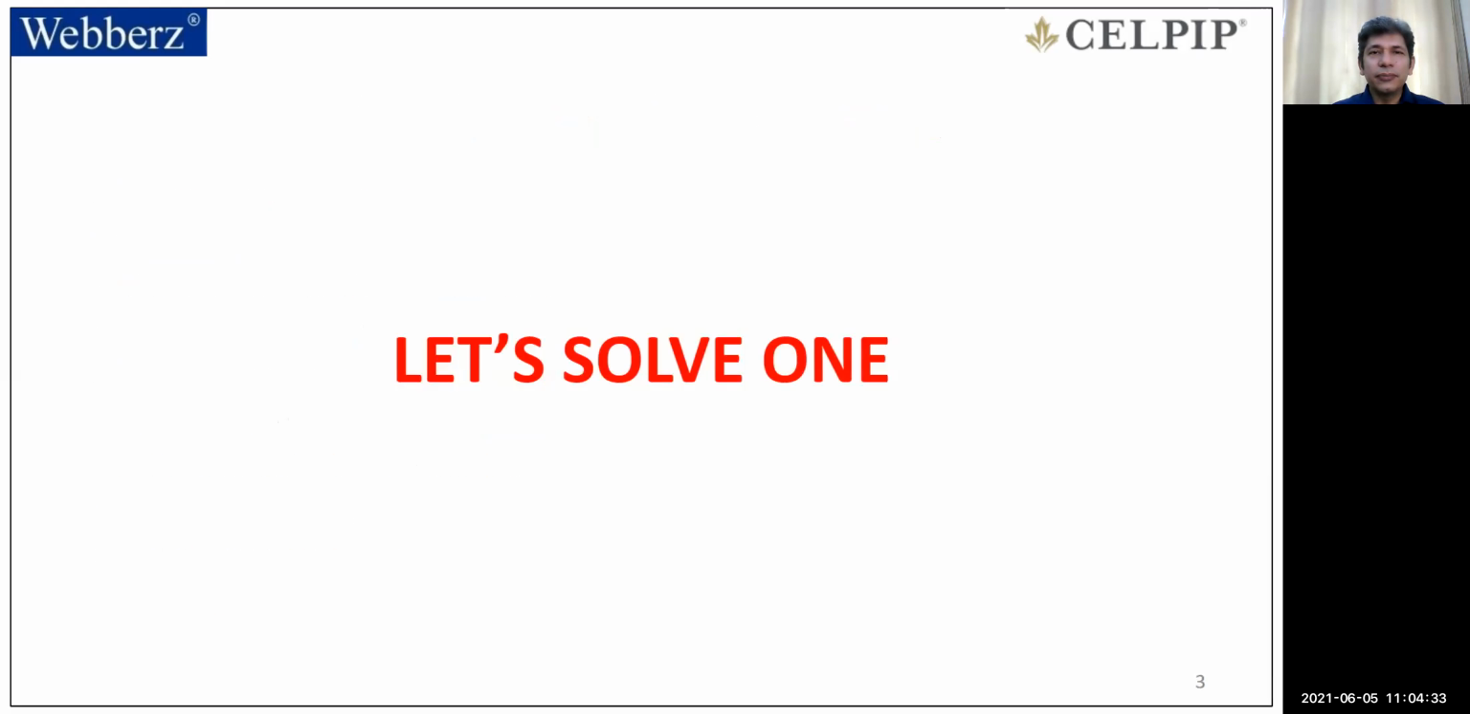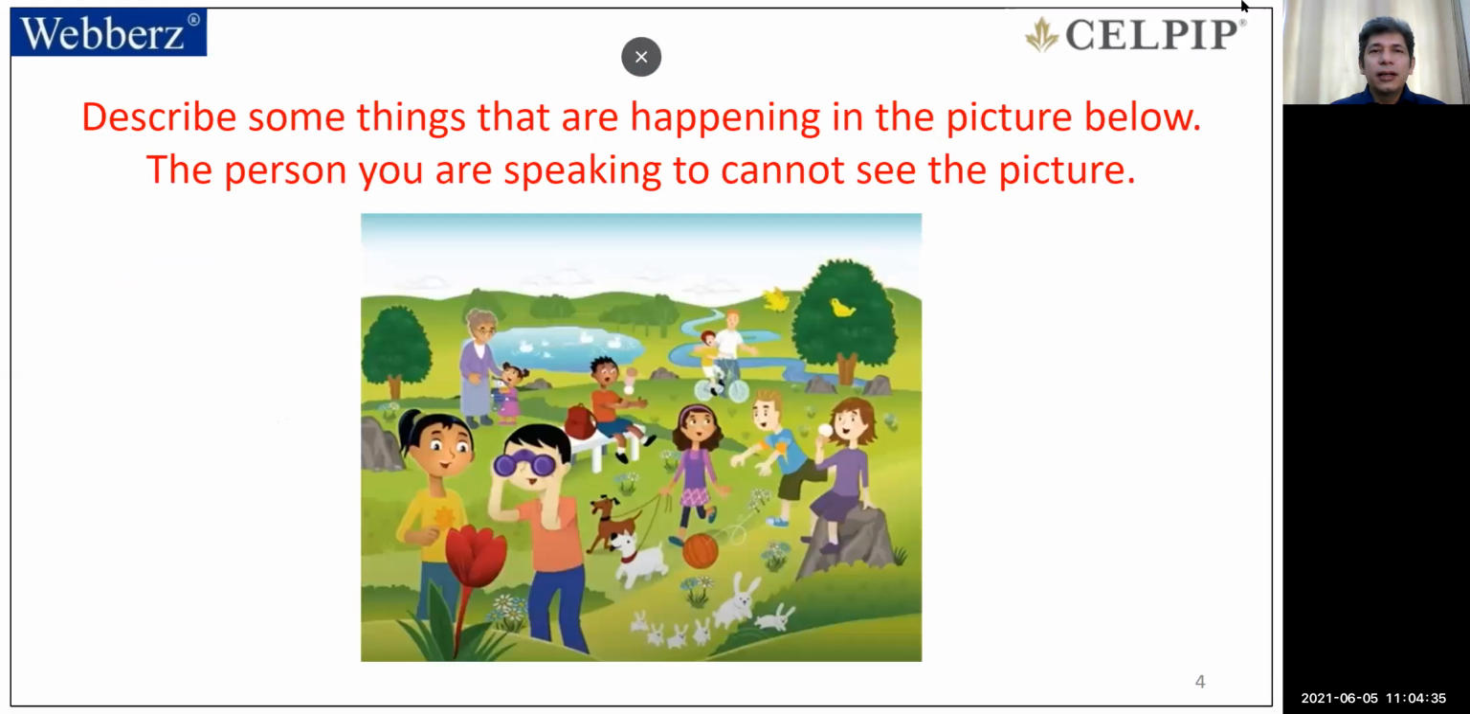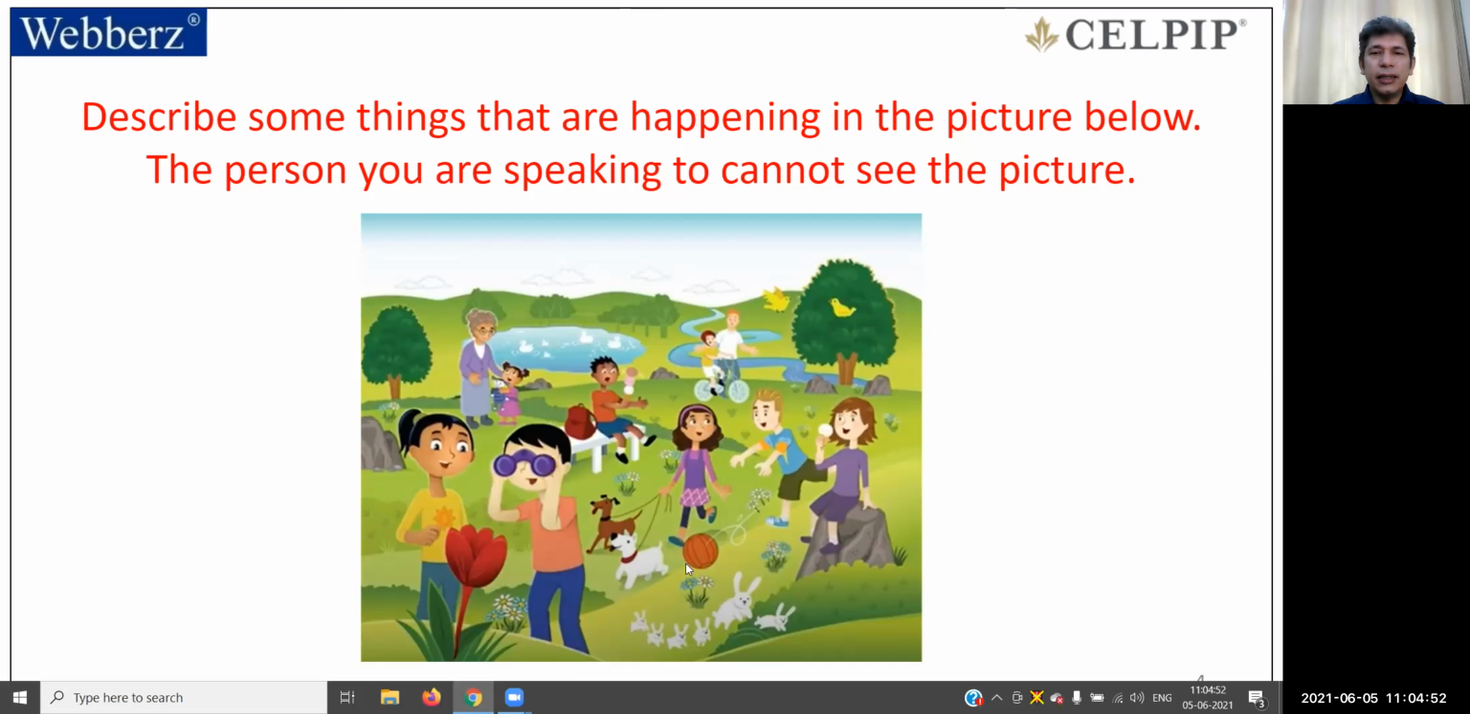Let's solve one. Now, if you look at this picture, you will be able to see that there are some kids playing in a natural park. There are some elderly people too. So now let's read the statement and understand it clearly.